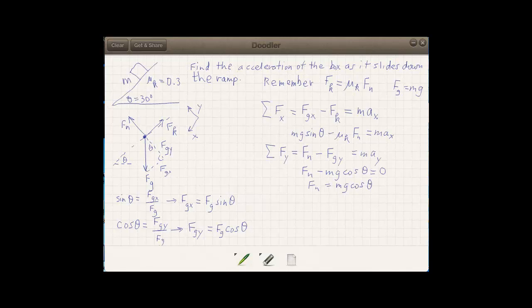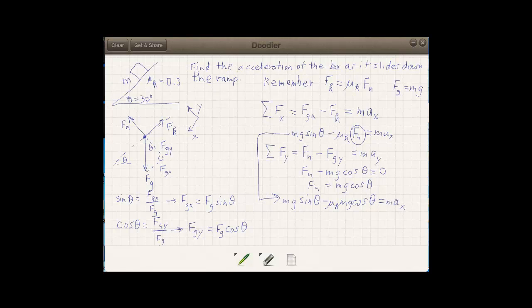And that's a big part of our problem, because what we can now do is take that and plug it into the equation that we got from the x components of the forces. We can plug it in up here in the equation where we see F sub n. So let's rewrite this equation and plug it in. We have mg sine theta. All right, now here's where we're going to make a substitution. Minus mu sub k times the normal force, which is mg cosine theta. And altogether, that's equal to m a sub x.